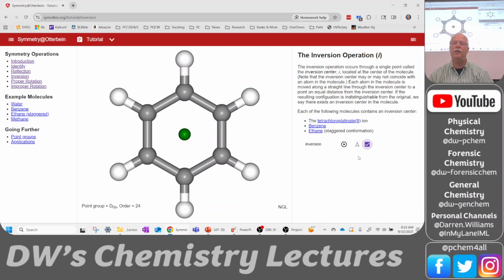So we're not going to get into space groups. That's in advanced inorganic. You might get into some of that. Okay, but this is a point group. So let's animate this one. So everything's going through the center of mass to the other side of the molecule.